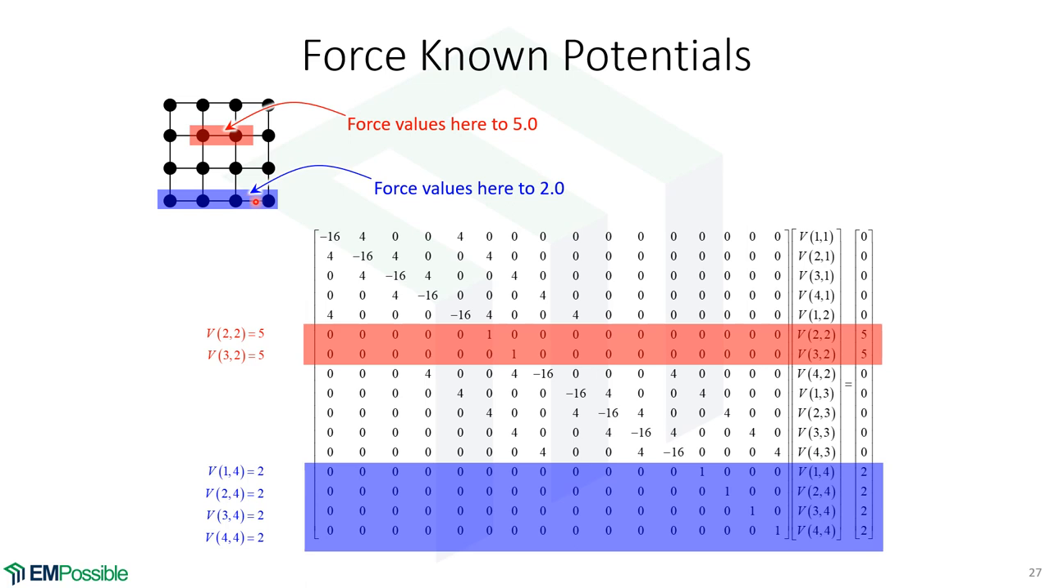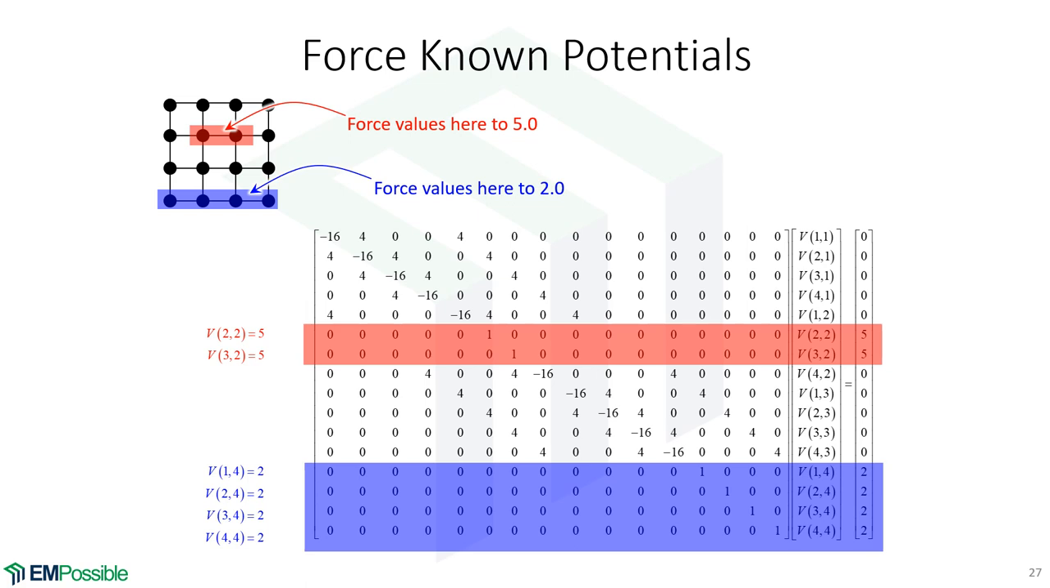And our ground plane here, let's say I wanted to force all these to a value of 2. Again, I will replace all of these rows with all zeros, but I'm going to go back in the diagonal position and insert ones here. And then over in this final column vector, I'm placing the numbers. That's the potential that we're forcing onto those points on the grid. So we've thrown out all these finite difference equations and replaced them essentially with these four simple equations where we're just forcing the potential at those last four points on our grid.